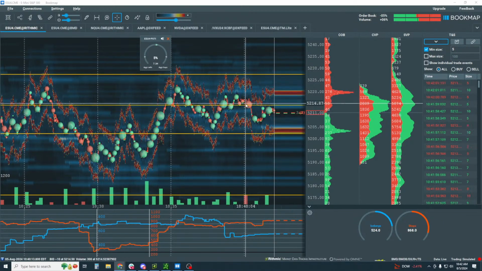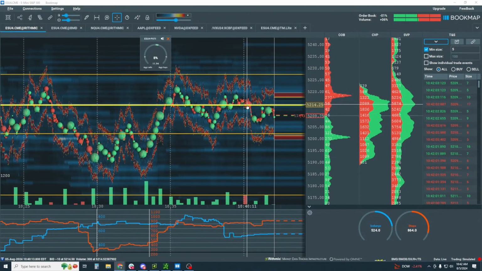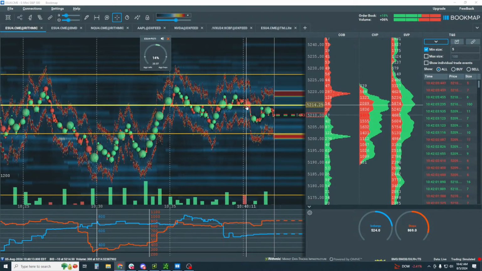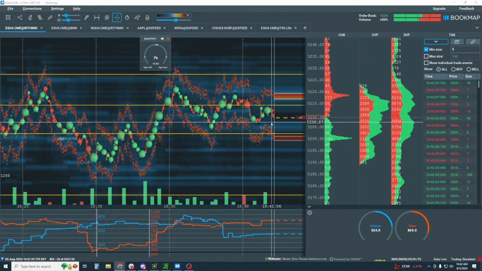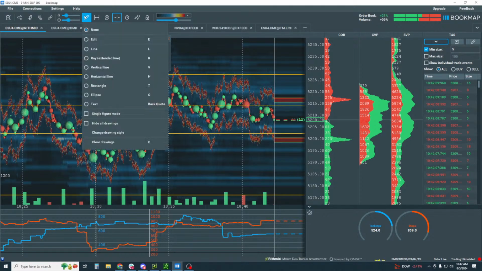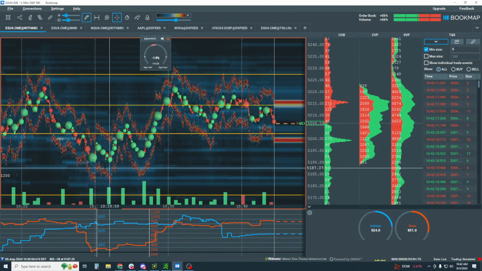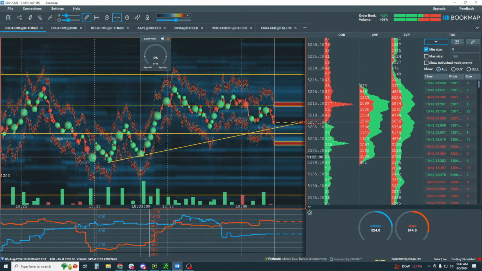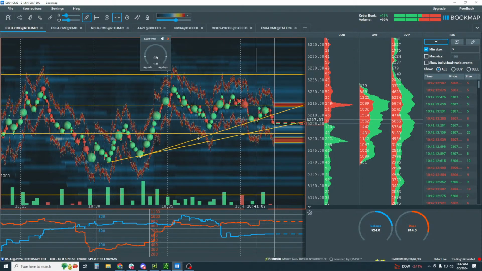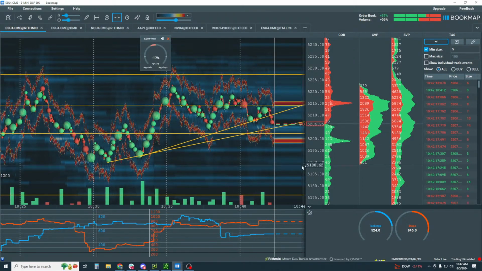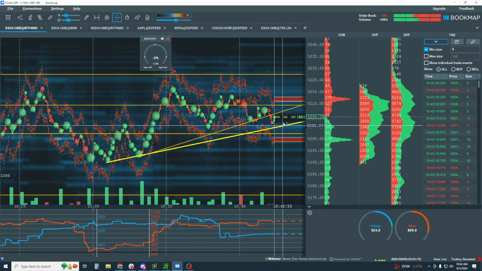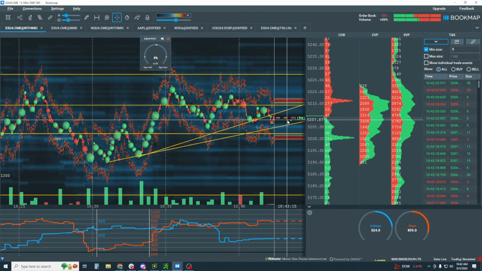All right, so let's see here now. Okay, this is where it dropped from, and we found some sellers right in here. Let's see if we get more sellers in here. I'm going to look at also a trend line in here and see if that breaks, and if we see heavy selling coming in.